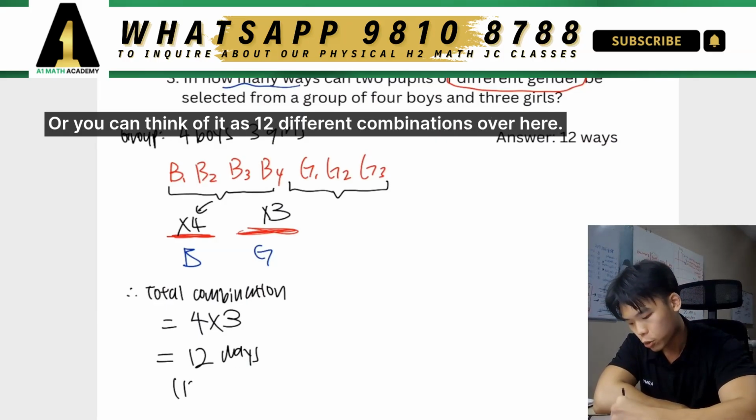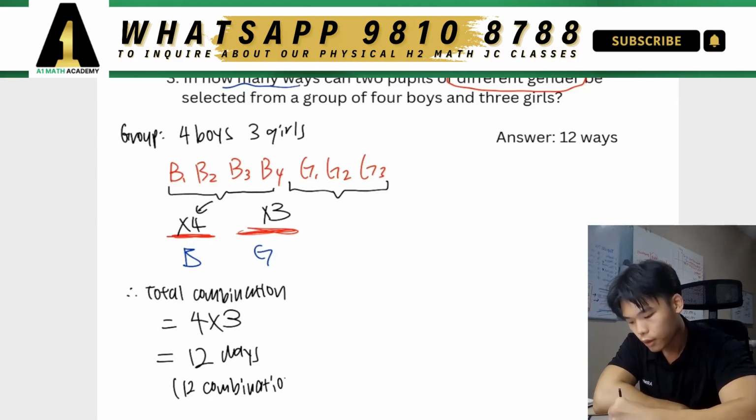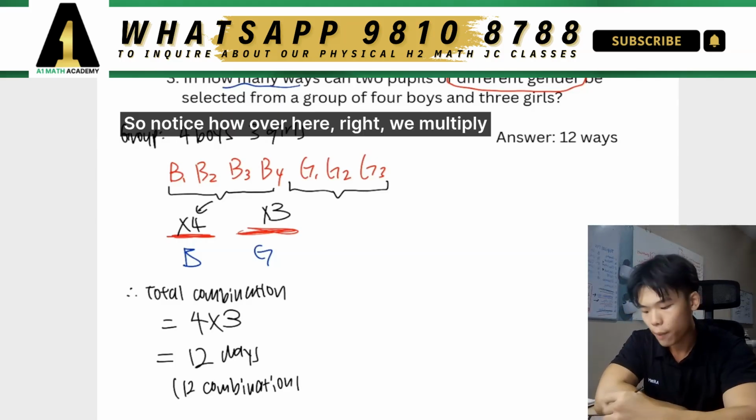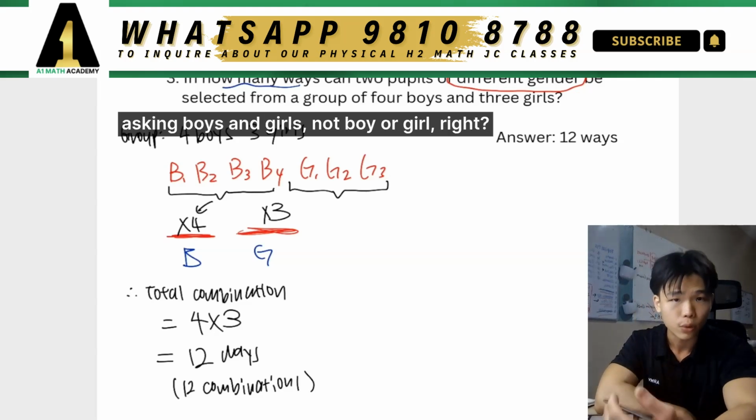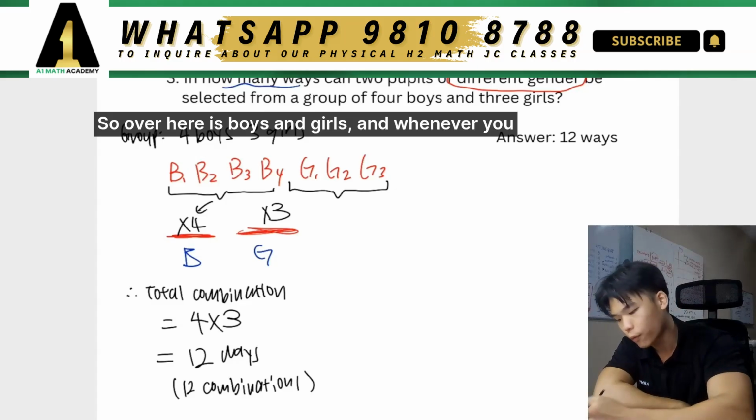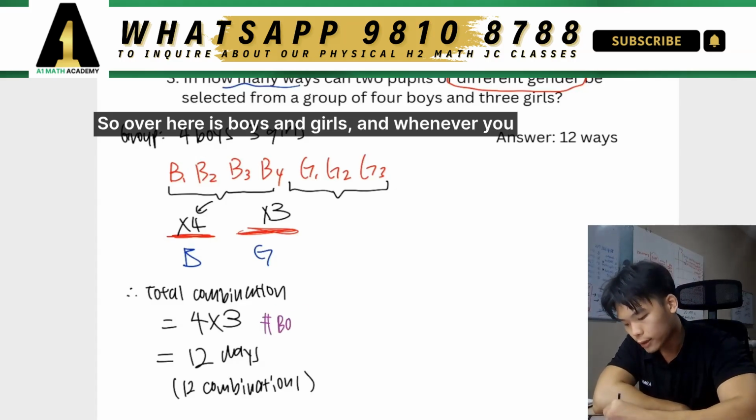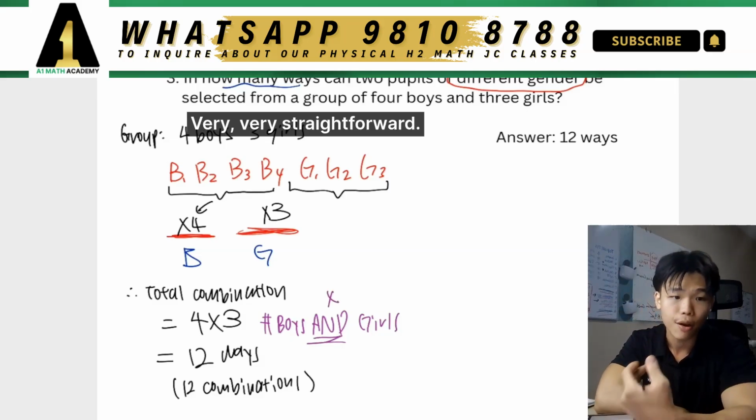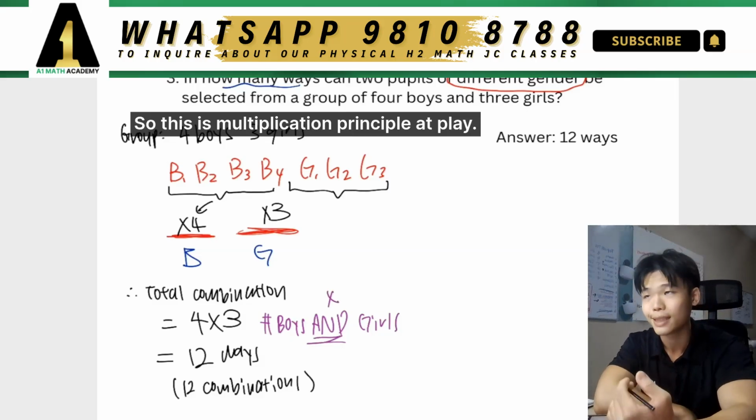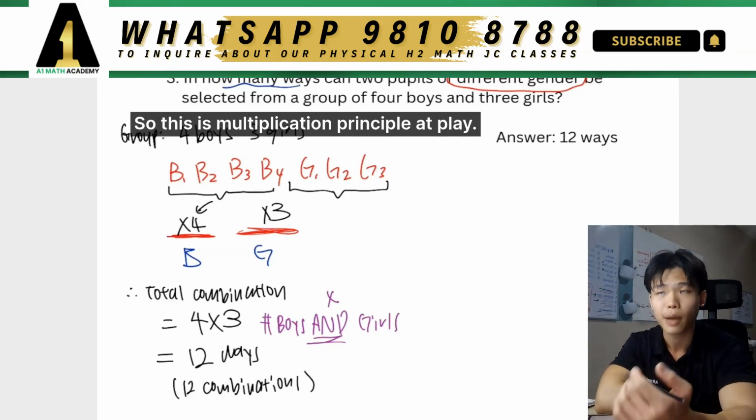Or you can think of it as 12 different combinations over here. So notice how over here we multiply them together, because the question is asking boys and girls, not boy or girl. So over here is boys and girls. And whenever you see the word "and", it means multiply, very, very straightforward. Okay, so this is the multiplication principle at play.